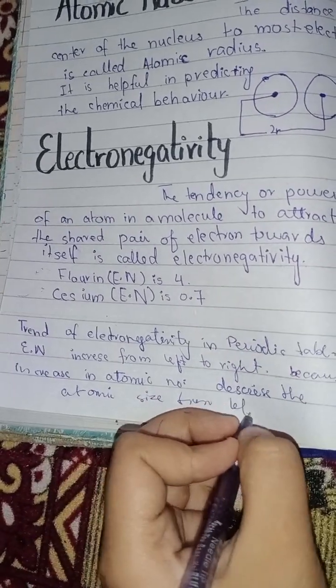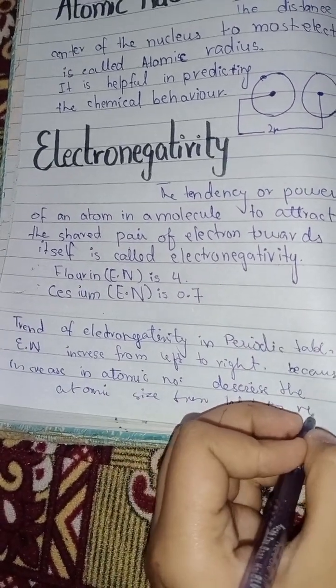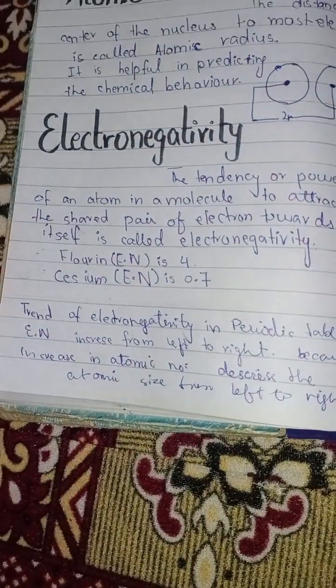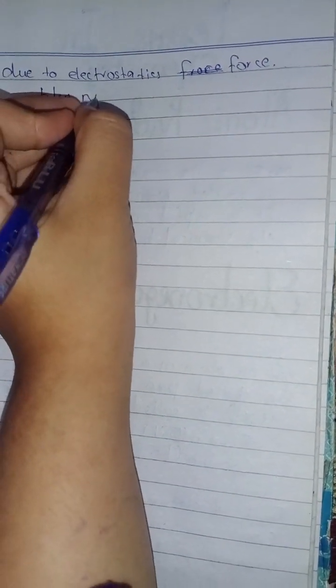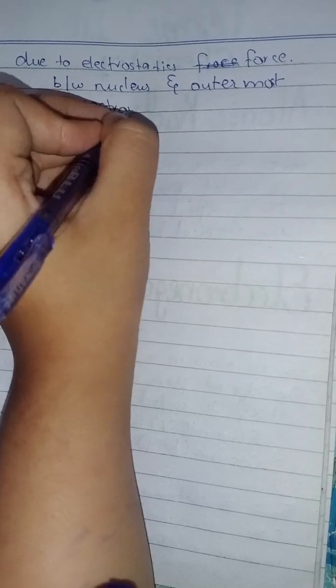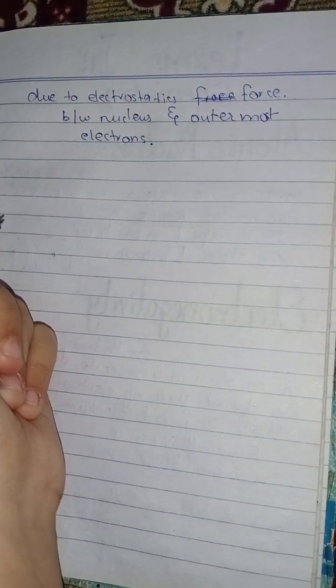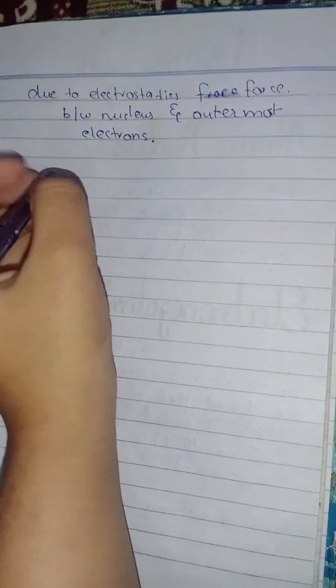From left to right, so due to the electrostatic force between the nucleus and the outermost electrons. Okay, so now electronegativity decreases down the group, like it increases from left to right but decreases down the group.